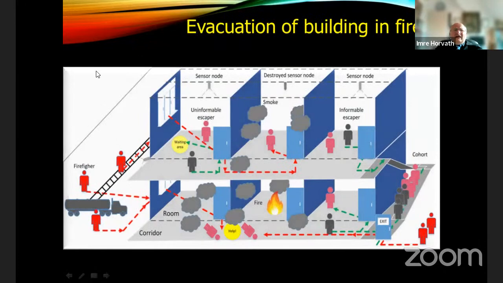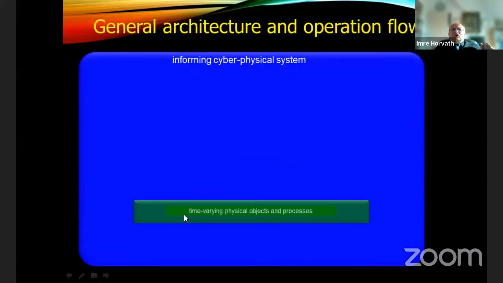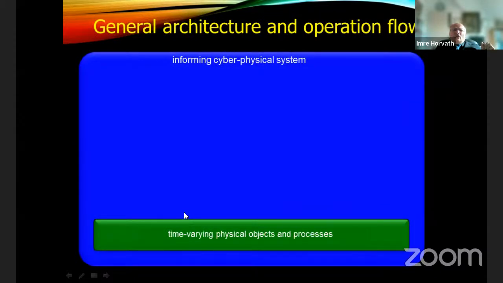So here is a visual image of what we are talking about. A building in which a fire is started, and the people try to escape. Obviously, if they are not aware of the dangers, and if they are not behaving in a disciplined way, it may be disastrous. We can assume that the firefighters can be informed and they will come, but this is also just one aspect of the operation of the cyber-physical system, informing the firefighters about this. And let me show you the general architecture and the operation flow of this system.